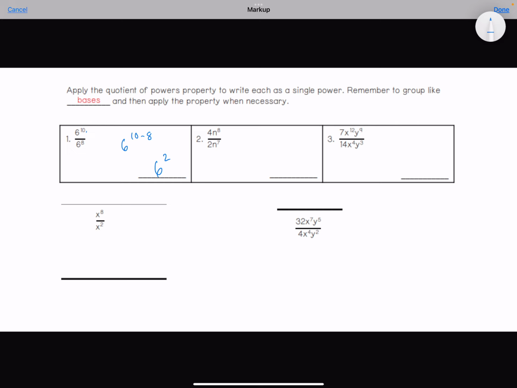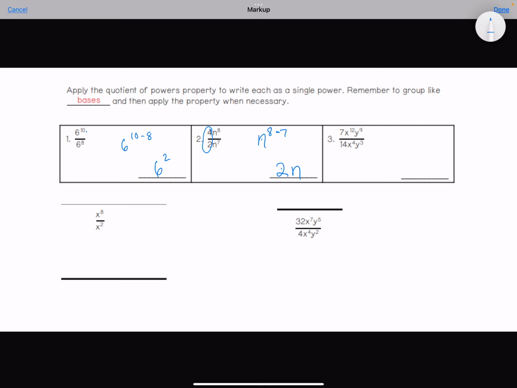When we have coefficients, you divide the coefficients just like you would normally. So 4n to the 8th divided by 2n to the 7th. 4 divided by 2. We're going to do this one first. 4 divided by 2 is 2. My variables, n to the 8th divided by n to the 7th. That's the same thing as subtracting. n to the 8 minus 7th power. 8 minus 7 is 1. So I'm left with 2n.